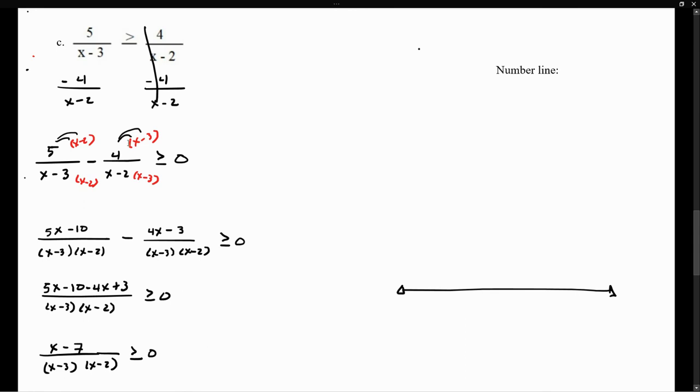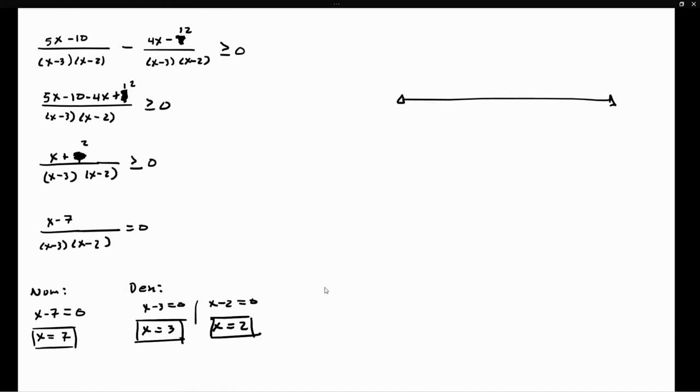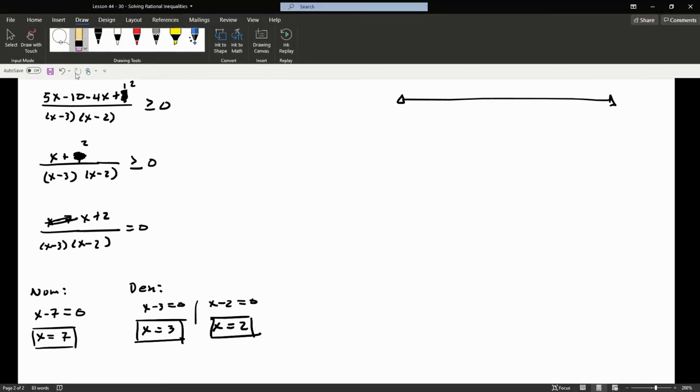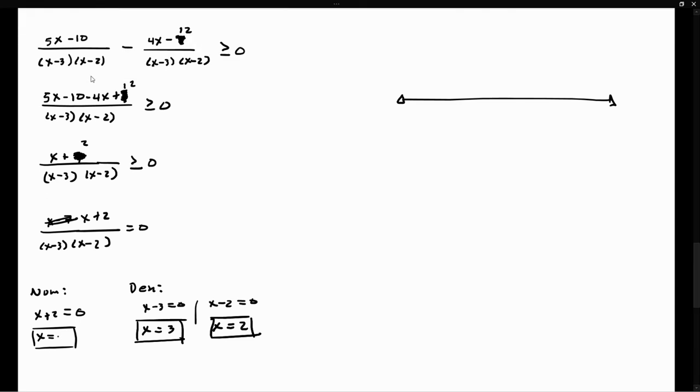Because notice that when I distribute here, 4x is definitely 4x. But 4 times minus 3 is not negative 3. So let's just fix that. So this is actually negative 12. So instead of positive 3, this is positive 12. So if we combine like terms, this is not negative 7, but actually positive 2. So therefore, my numerator is not x minus 7, but actually x plus 2. So my numerator will be 0 when x equals negative 2. Sorry about that, but it's a quick fix.